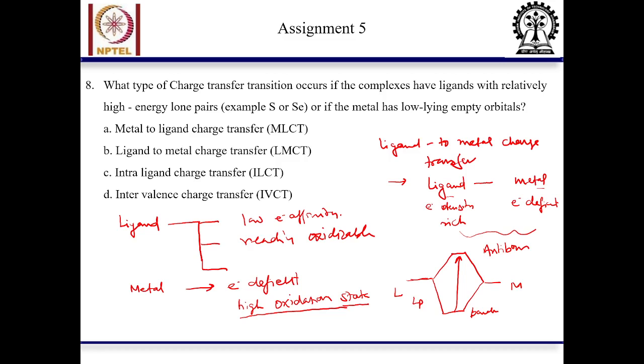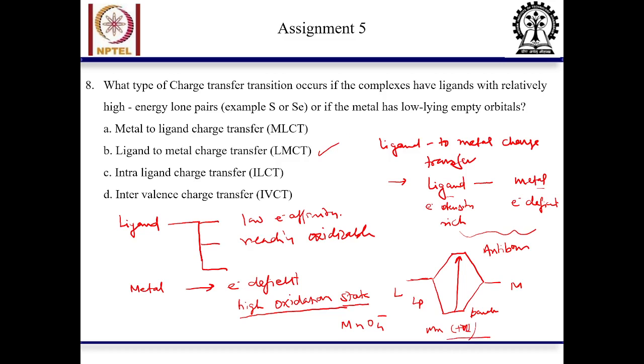Once you see that metal, suppose I ask about MnO4 minus, what will be the charge transfer? It is metal to ligand charge transfer and ligand to metal charge transfer. You know that here Mn is in plus 7 oxidation state. So it is in a high oxidation state, so definitely ligand to metal charge transfer will happen.